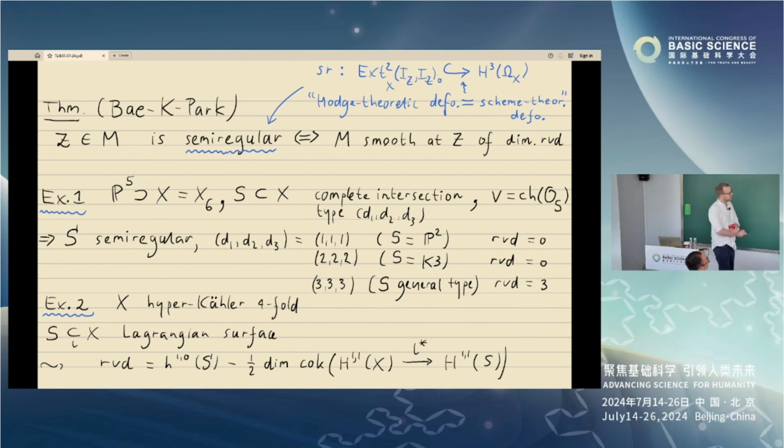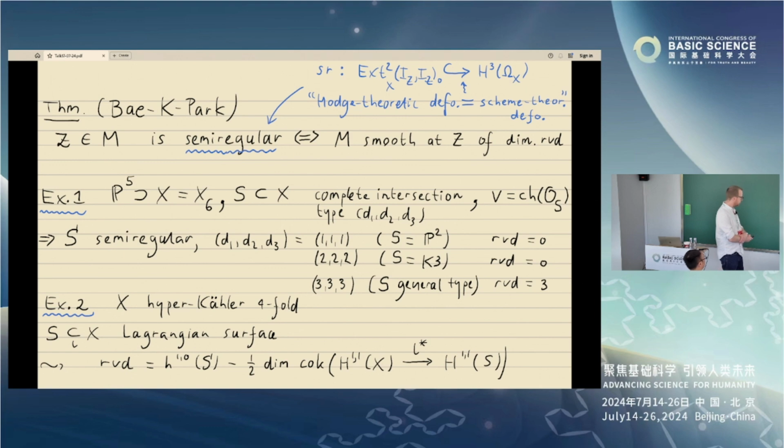And what we show is that for surfaces on Calabi-Yau fourfolds, it's an if and only if in the following sense. A point is semi-regular if and only if the Hilbert scheme is smooth of dimension equal to the reduced virtual dimension at that point. So what this is saying is that at the semi-regular locus, the reduced class is the fundamental class. So trivial.